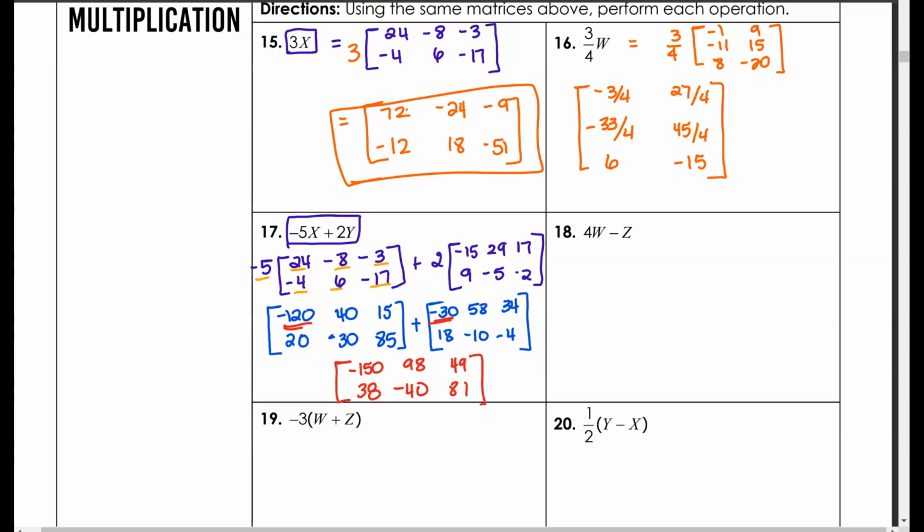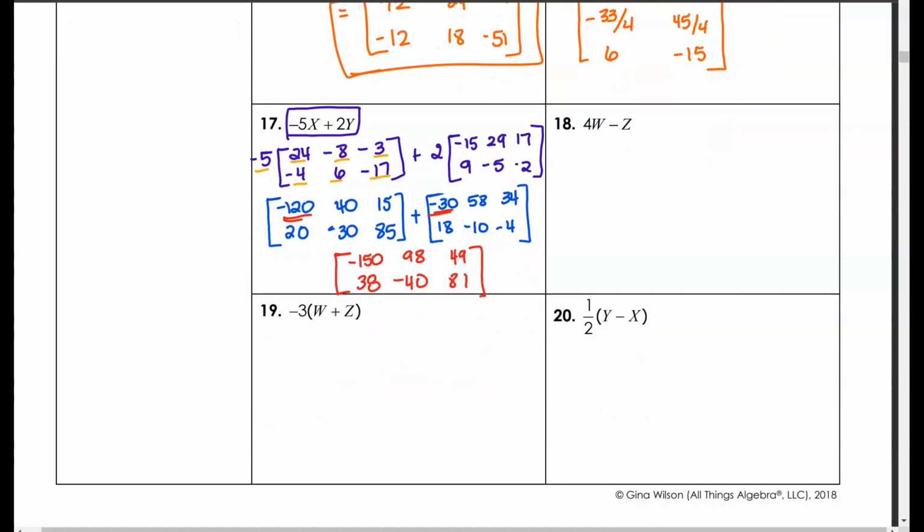All right. So now we're going to do another one, 4W minus Z. What I would like to see is for the next three, I want you to pause the recording right here and take a moment to see if you get the same answers. So I'm going to pause the recording and then I'll come back with the answers.